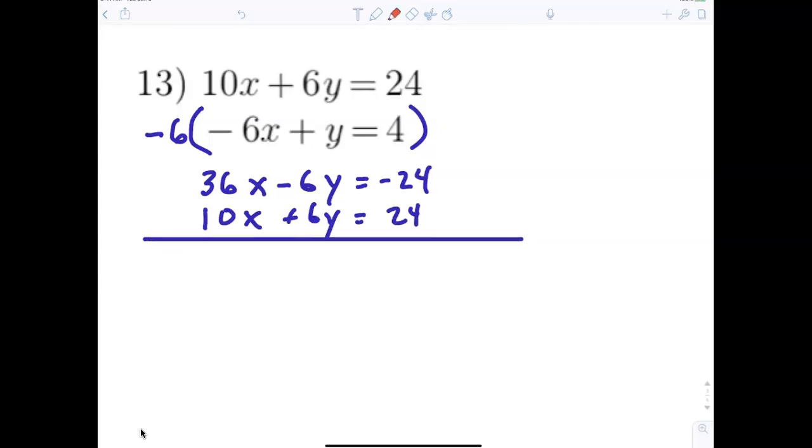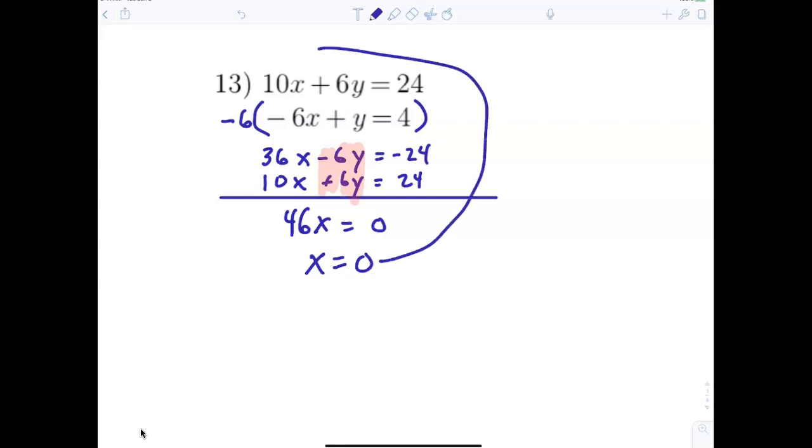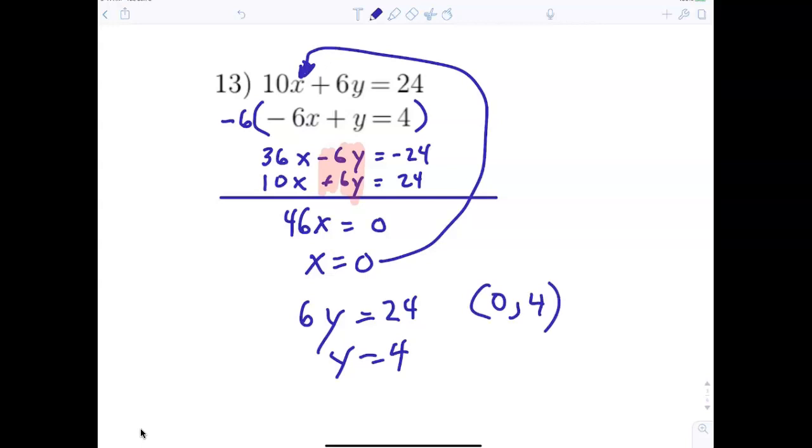And now what happens to the y's? Yeah, they cancel, which is now good because we get 46x equals 0, right? So the x-coordinate was what? The x-coordinate was 0. Now I just plug 0 in for x, and I get 6y equals 24. So y is equal to 4. So my answer is 0, 4. Does anybody else have any questions with 13?